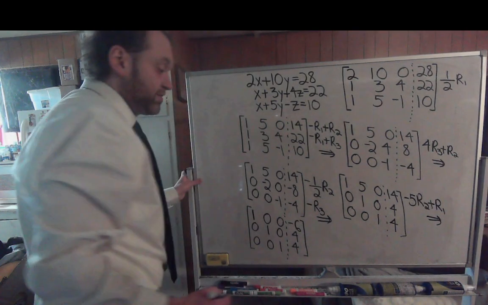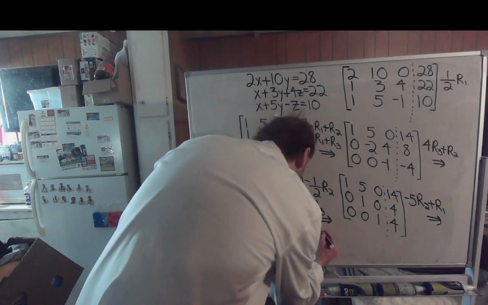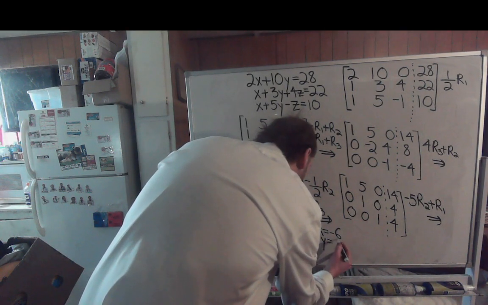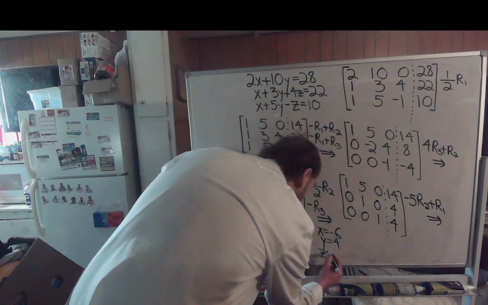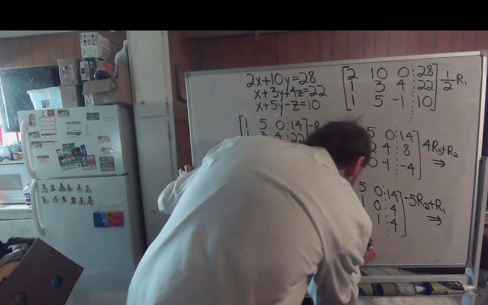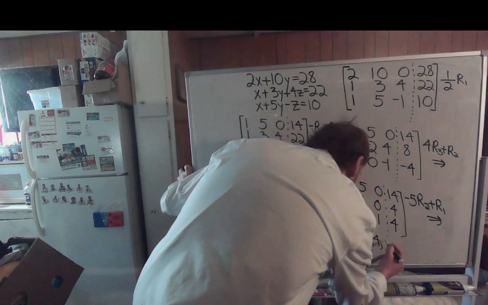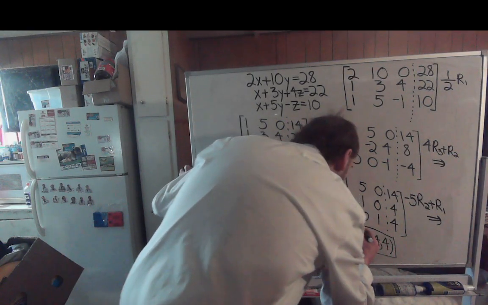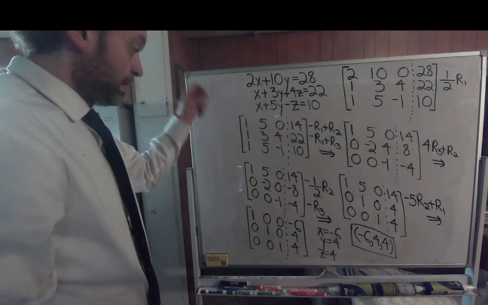So now you have the matrix in reduced row echelon form, which tells you that your x value is negative 6, your y is 4, and then your z is also 4. So the ordered triple that would be the solution to this system is going to be negative 6, 4, and 4. So there is the ordered triple to this system, as negative 6, 4, and 4.